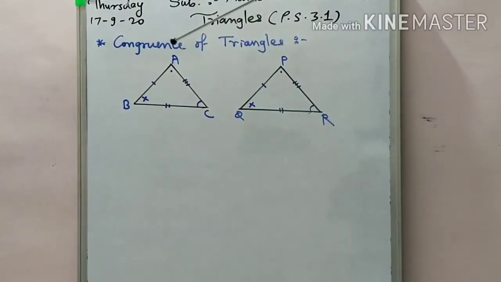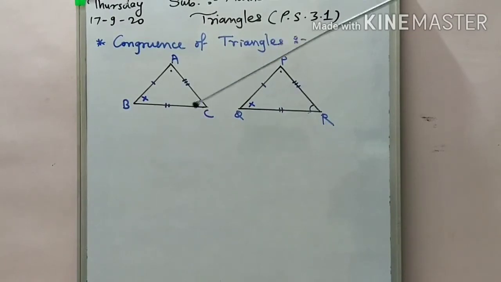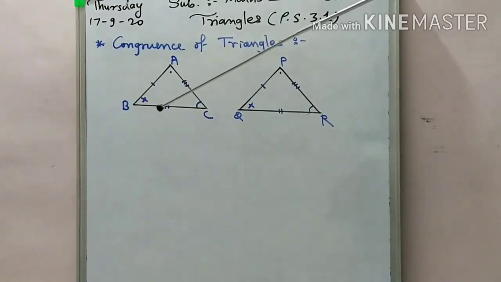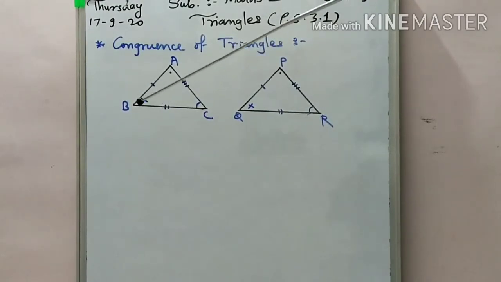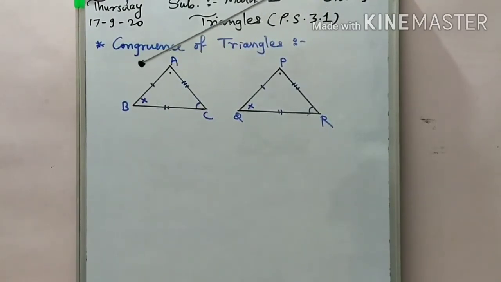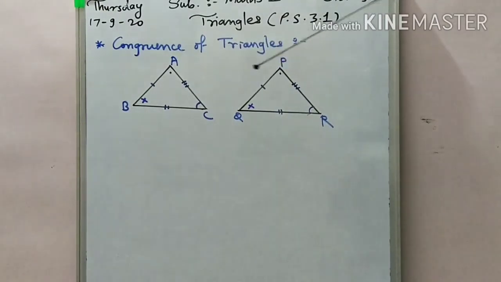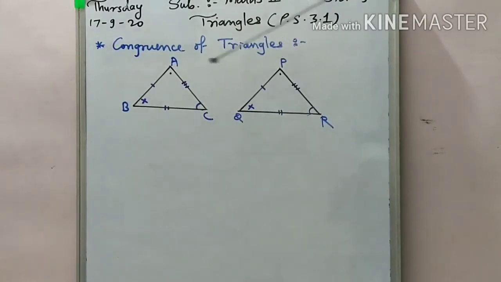Okay, then the next topic is congruence of triangles. What we know about segments and angles is that if I place one segment on another and it fits exactly, then we can say that the two segments are congruent. That means if two segments have equal measures, the two segments are congruent to each other.